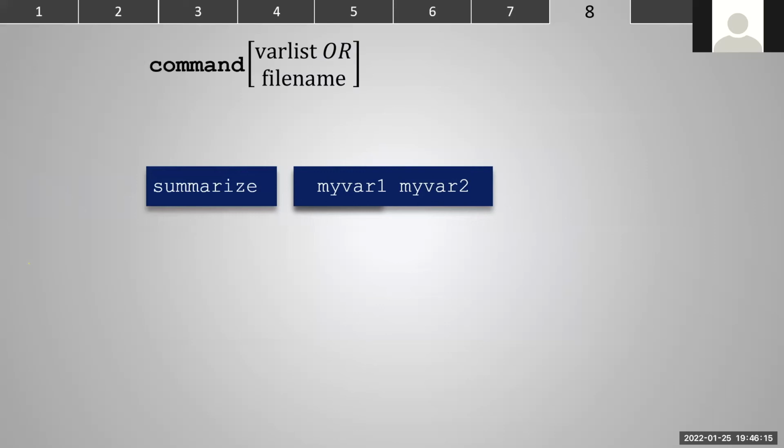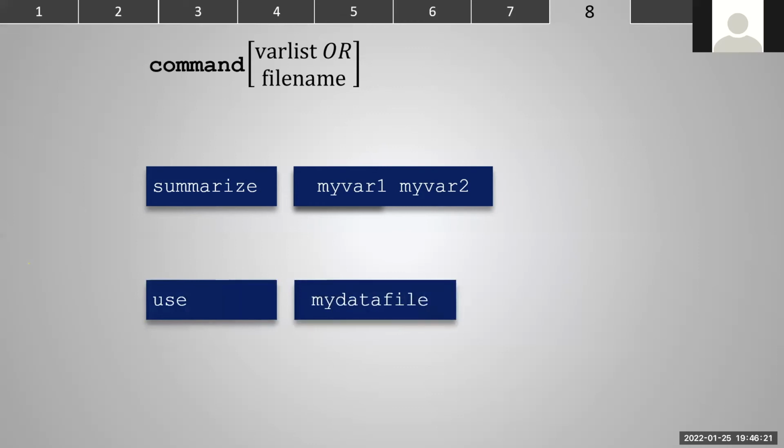Now, the summarize command does not allow for a file name. However, the use command does. So I'm giving you another example. If you type use my data file, then my data file will be opened. So I have given you examples of a command with a prefix, a command with a variable list, and a command with a file name.